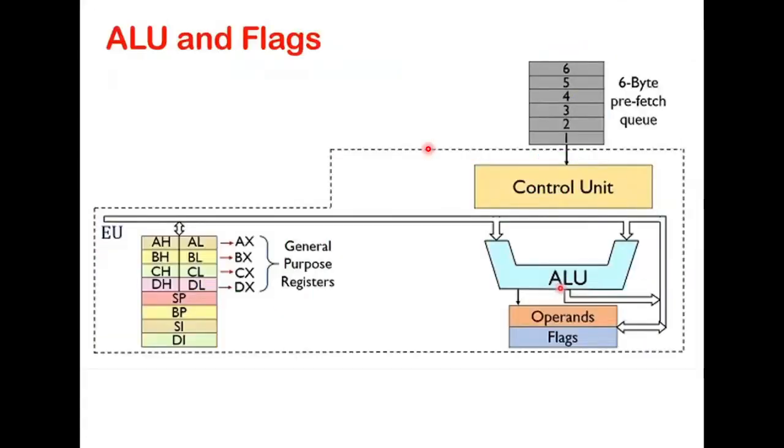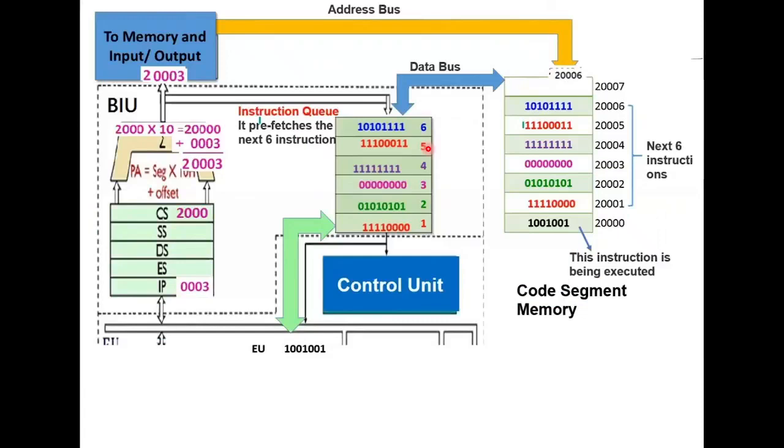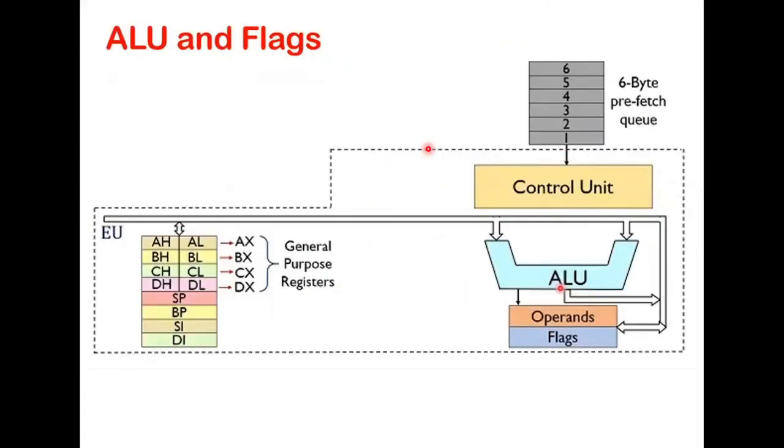So I hope you understand what is this instruction queue. Next we are going to see the execution unit. In this execution unit we fetch the data. Now the data is coming to this ALU. ALU means it is a 16-bit register and it can perform arithmetic and logical operations.